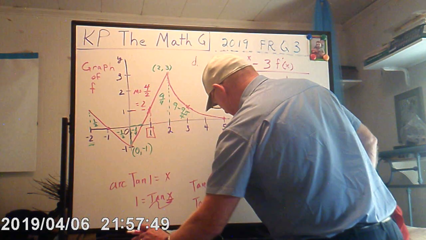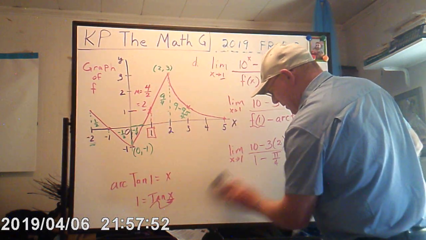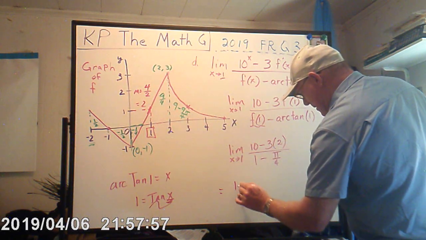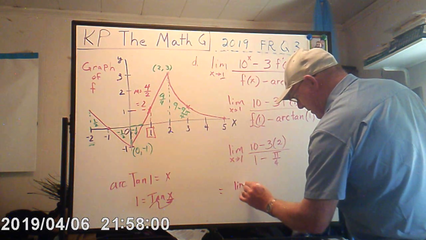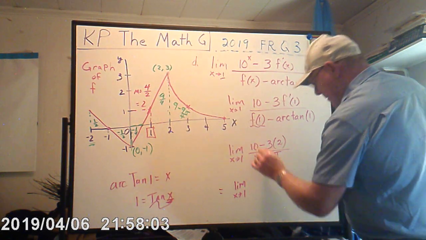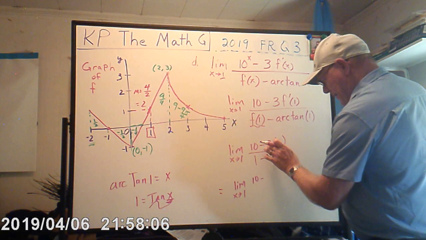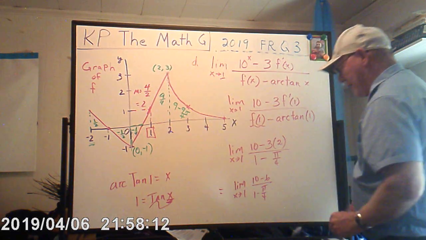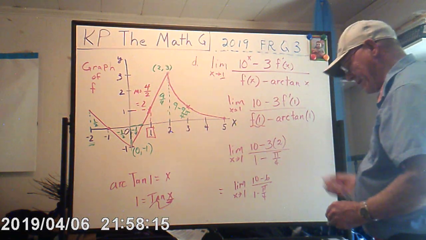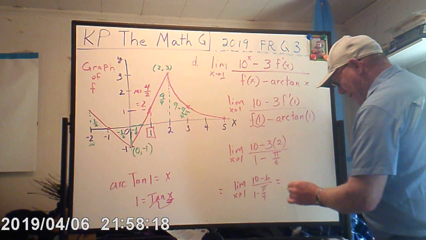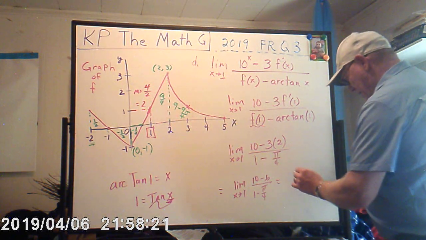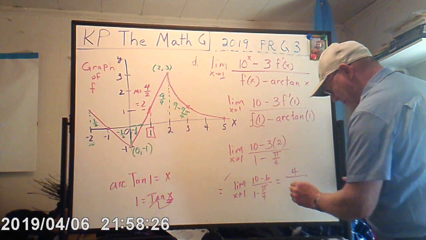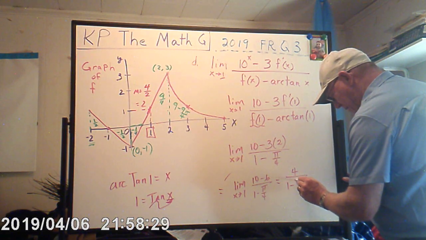So all we really have to do is figure this out right here. The numerator is all we need to do. So this is equal to the limit, as x approaches 1, of 10 minus 6, over 1 minus pi over 4. Don't get careless here. 10 minus 3 is 7, 7 times 2 is 14. Don't do that. We know not to do that at this level. 10 minus 6 is 4. Now we don't need to have the limit sign at this point. So 4 over 1 minus pi over 4.